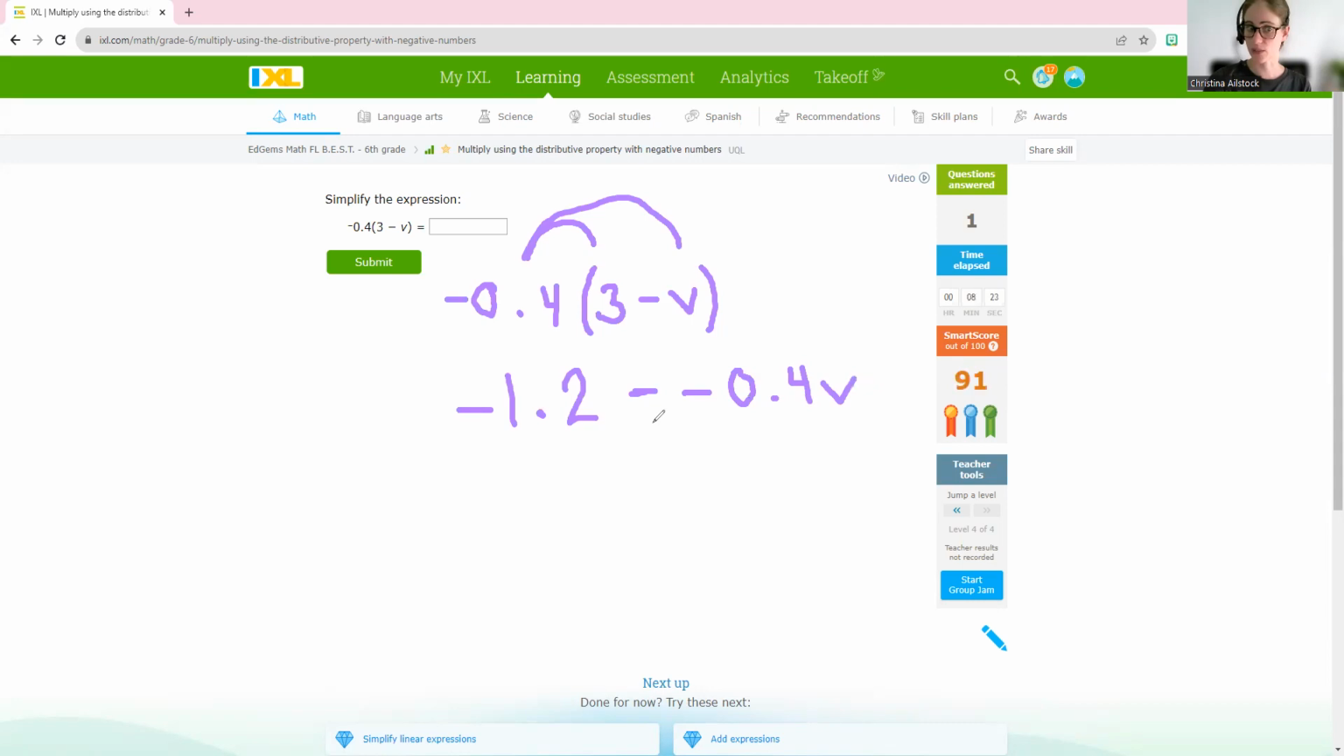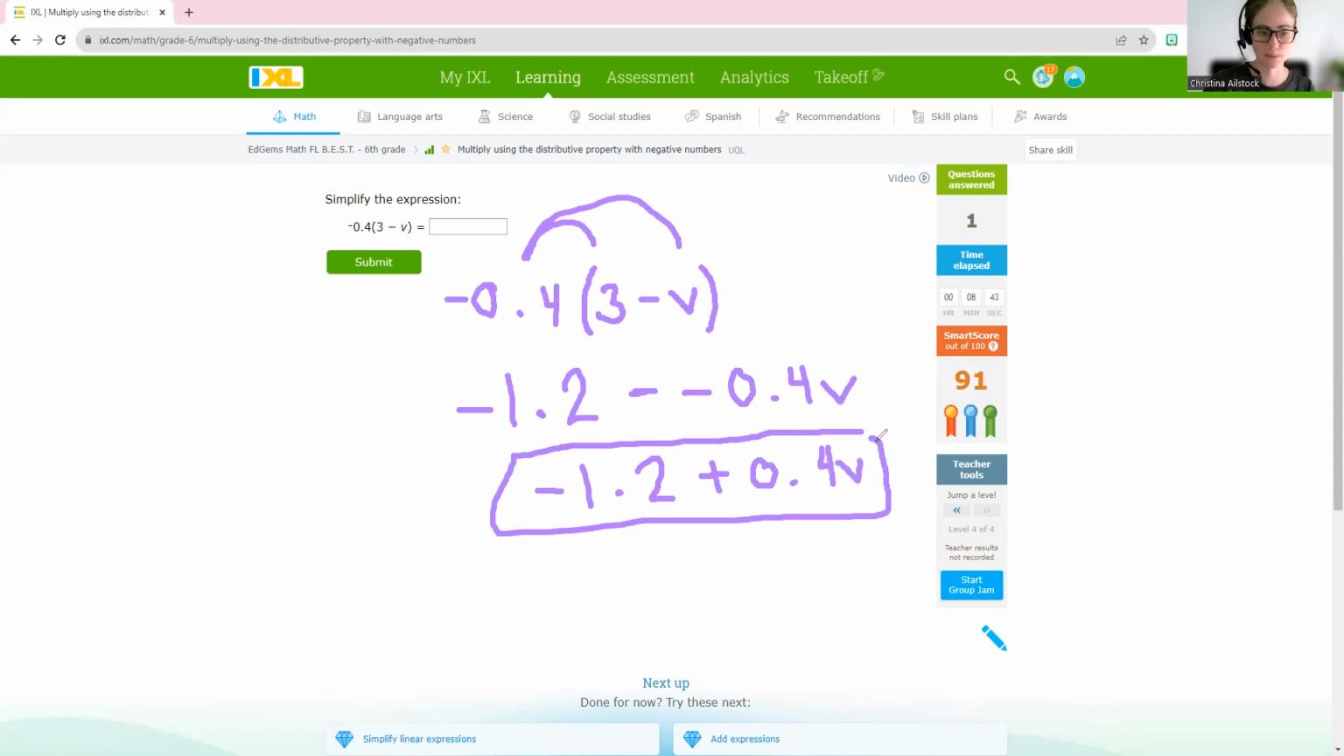Oh, just like that last problem, I need to simplify my signs. I don't want to keep it as minus and negative. That cancels out and becomes a positive. So we're left with negative 1 and 2/10 plus 0 and 4/10 v as our final answer, because we cannot add them because they're not like terms. They both don't have a variable, so they can't be added.